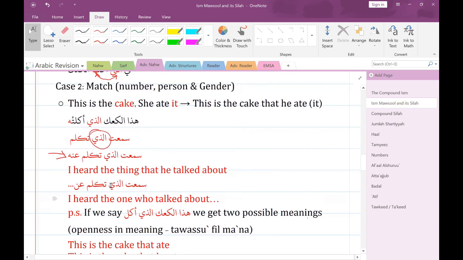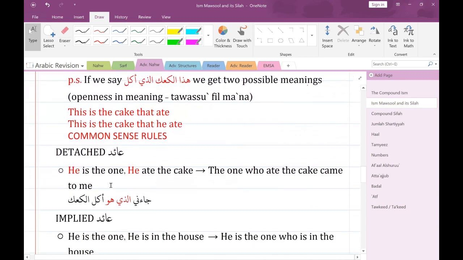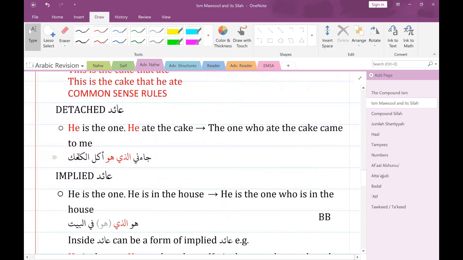Okay. Maybe if we look at some examples, it will become clearer. I don't know. Let's see. And then you have detached a'id. This is where you have like an independent pronoun. Okay. So for example, if I say he is the one, he ate the cake.